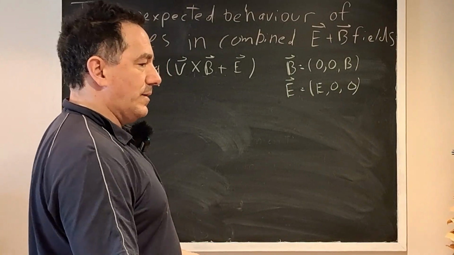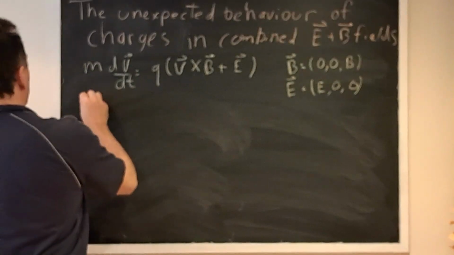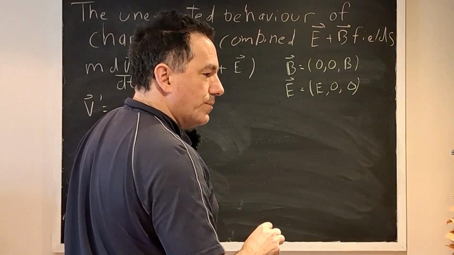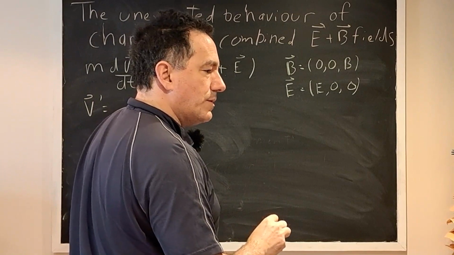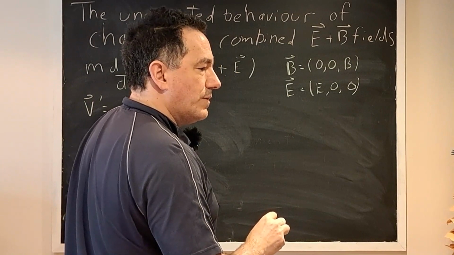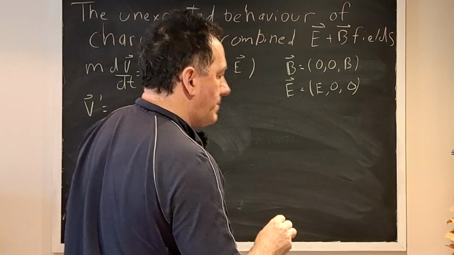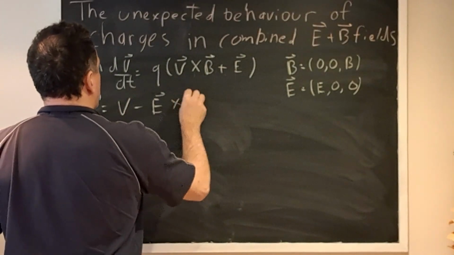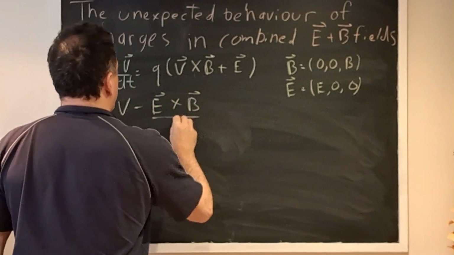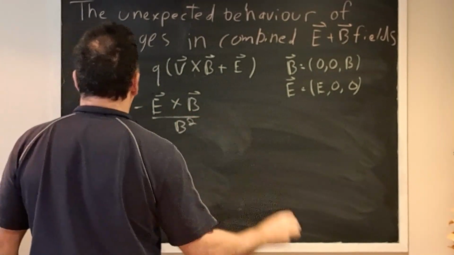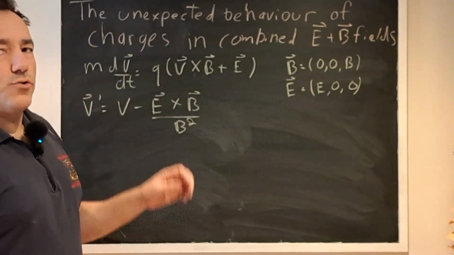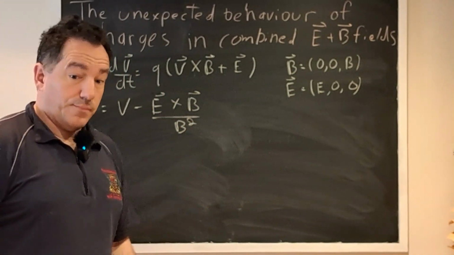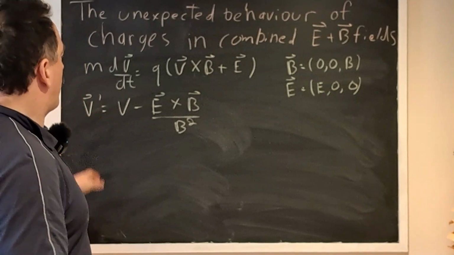We're going to do that by introducing v prime equals v minus E cross B over B squared. So what we'll do, actually, is change reference frame. Let's walk our way through that.